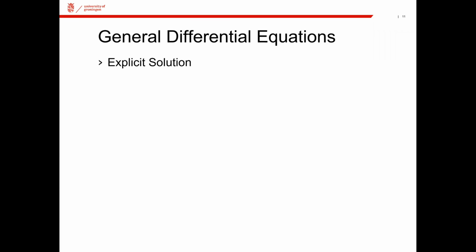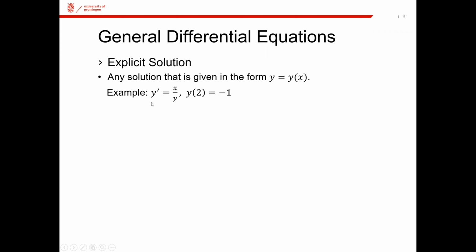Then the explicit solution and implicit solution. For the explicit solution, it is any solution that is given in the form y equals a function of x. So the left side will be y. For example, we look at this differential equation, y prime equals x divided by y, and the initial condition is when x equals 2, y equals -1. We have the explicit solution, y equals minus the square root of x squared minus 3.